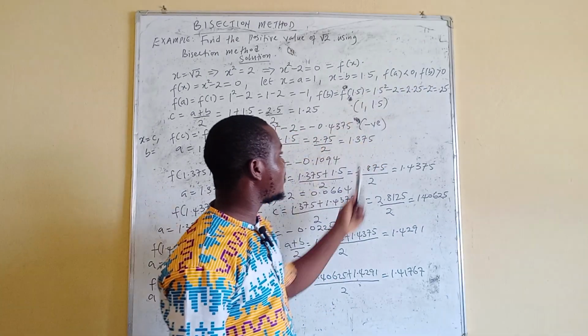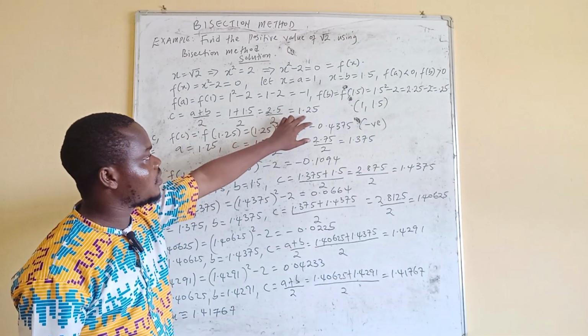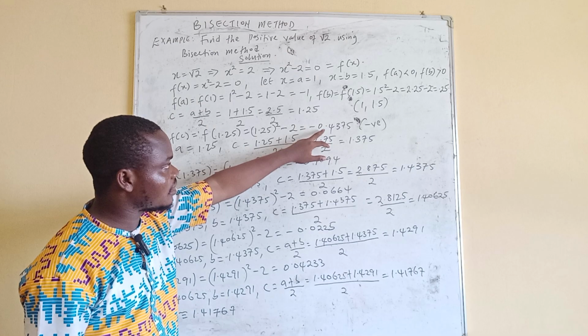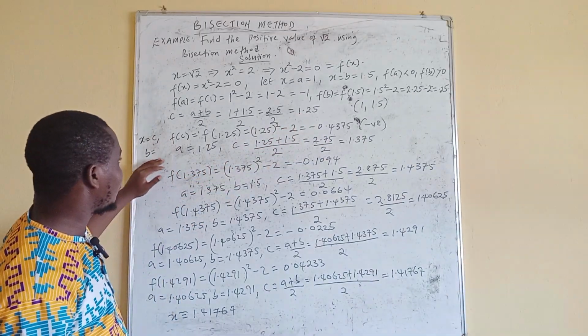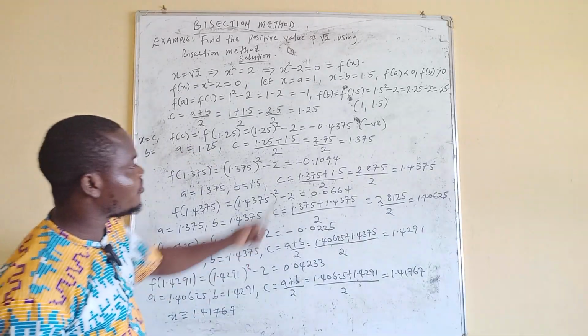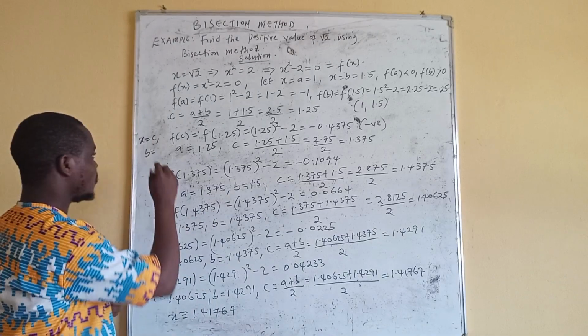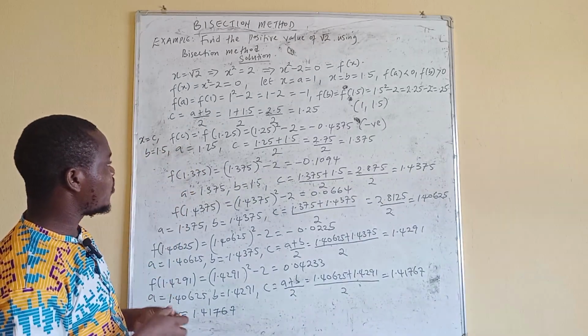So the new a now takes over the value of c at this point. Since f of 1.25 gives us negative, it's less than 0. So a now takes over 1.25. We have a equals 1.25 and b still remains the same value of 1.5. So b still remains 1.5, while a takes over 1.25.